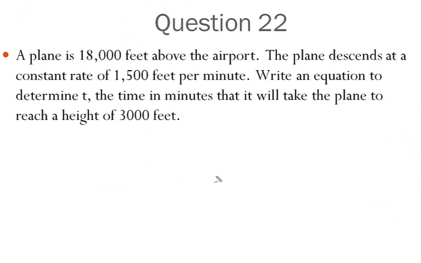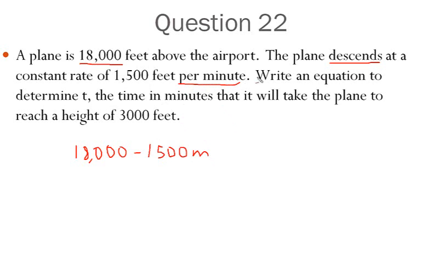Question 22 says a plane is 18,000 feet above the airport. So it's saying it's 18,000 feet above the airport. And the plane descends. The word descends, you should know, means that it's going down. So we're going to subtract. And it's saying at a constant rate of 1,500 feet, so it's going down this much per minute. For each minute, we don't know how many minutes, so let's just say m.